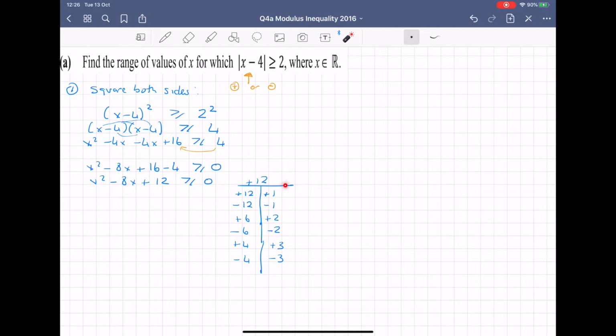Okay, so all of these factors here satisfy plus 12 here on the end, but only one option will satisfy -8 in the middle. So -8 in the middle must be -6 minus 2.